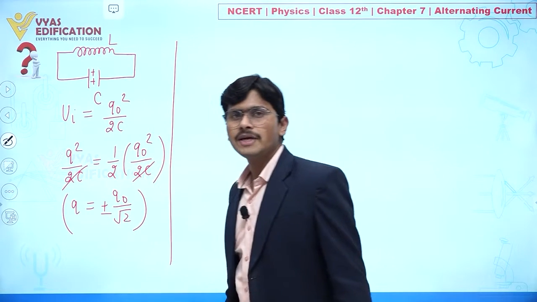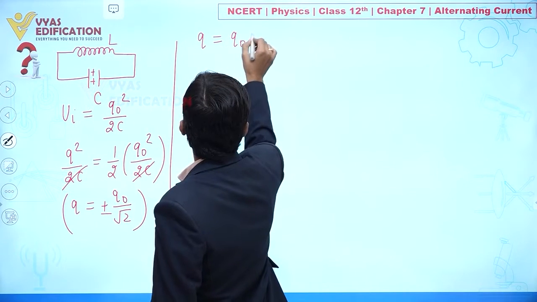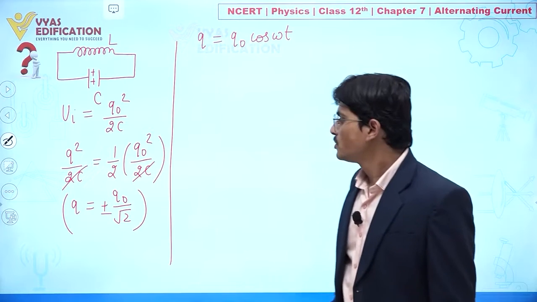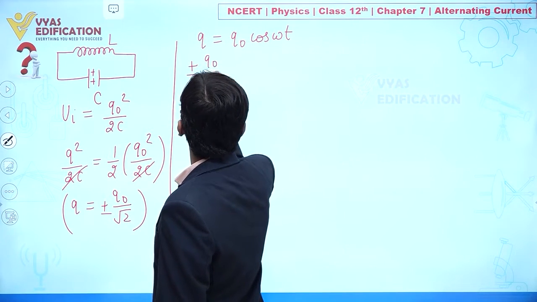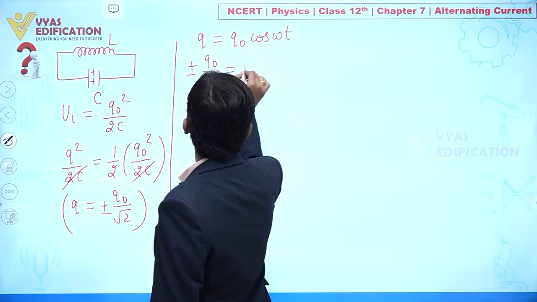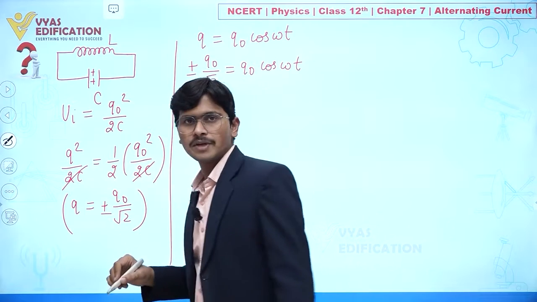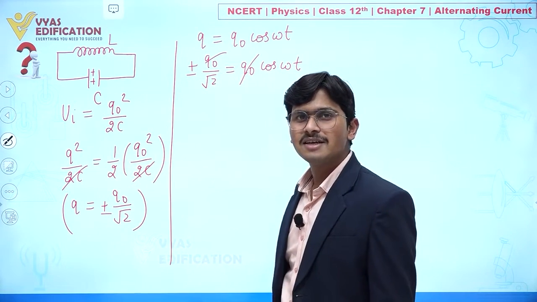Now we can write Q as Q naught cos of omega t. So if I write the value of Q, it is equal to plus minus Q naught by root 2, which is given by Q naught cos of omega t. From here, the Q naught and Q naught cancel out.